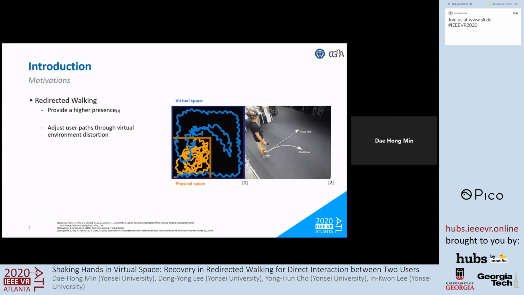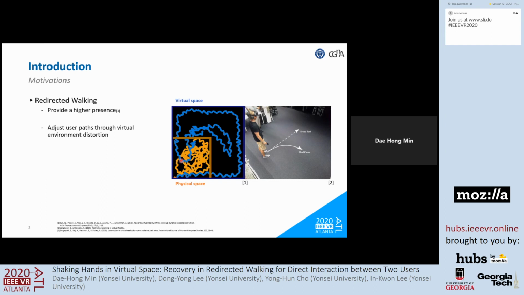Redirected walking is a locomotion technique that allows you to walk in a virtual space that is larger than the physical space, and it provides a higher presence to the user. This can be done by manipulating the user's path by distorting the virtual environment. And thus, users can explore the large virtual space in such a narrow physical space.